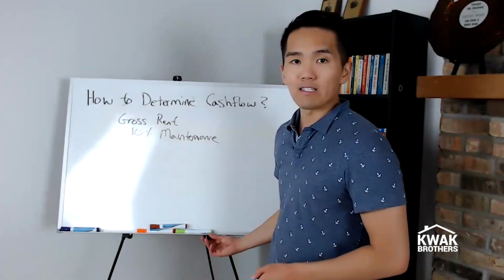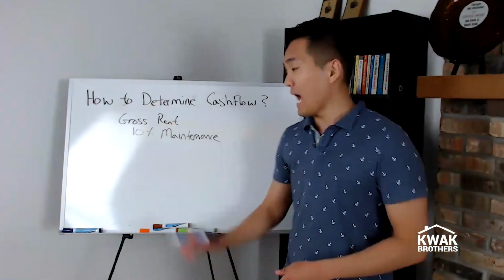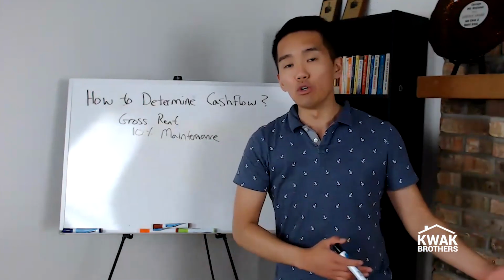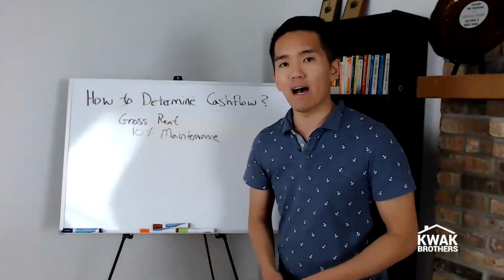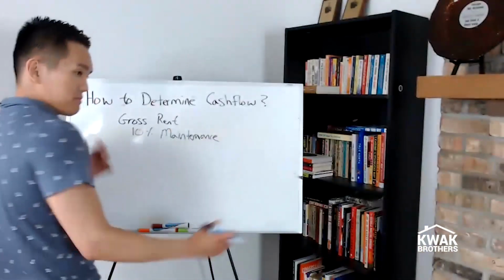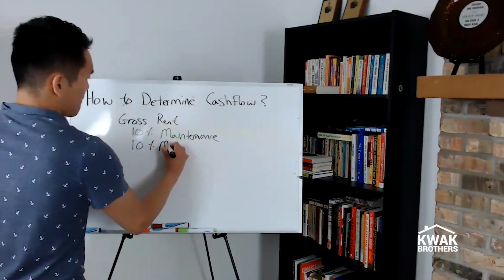Even if you get lucky, let's say in a given month, and you don't have any maintenance for that month, I would still stuff that 10% away as a reserve in case you do run into a major maintenance item. The next thing that I would put is 10% for management.